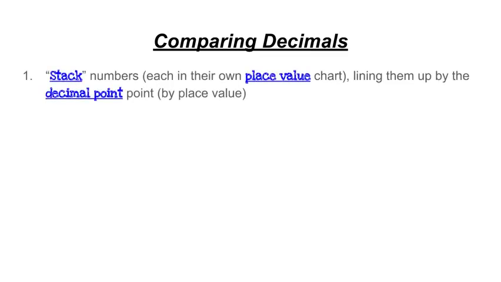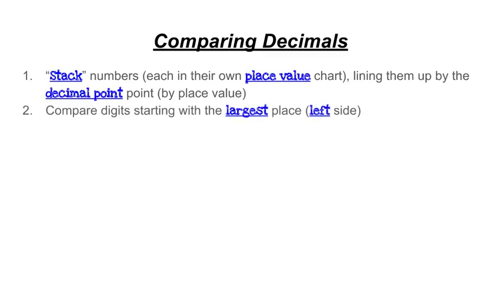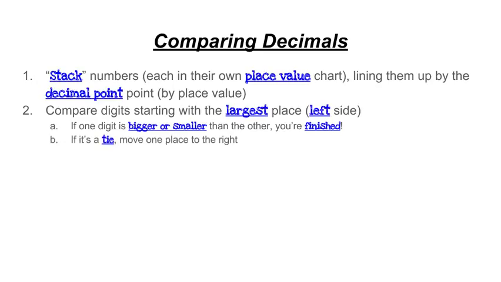Here are some notes you should take comparing decimals. Let's break it down into 4 steps. Step 1. Stack the numbers, each in their own place value chart, lining them up by decimal point by place value. Step 2. Compare the digits starting with the largest place on the left side. If one digit is bigger or smaller than the other, you're finished. If it's a tie, move one place to the right.